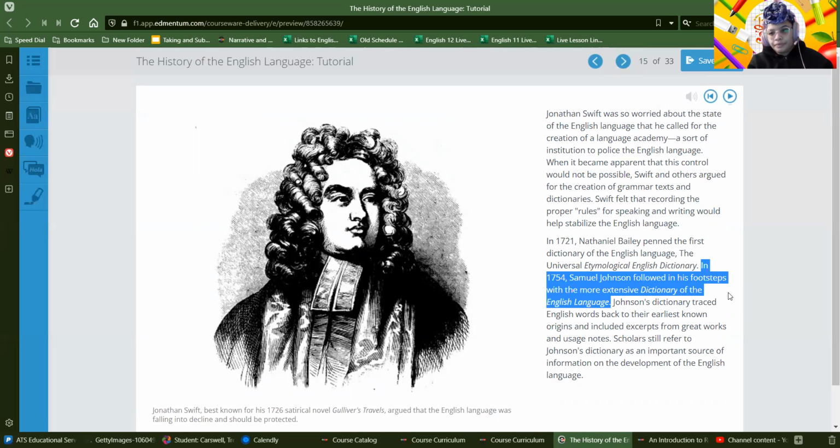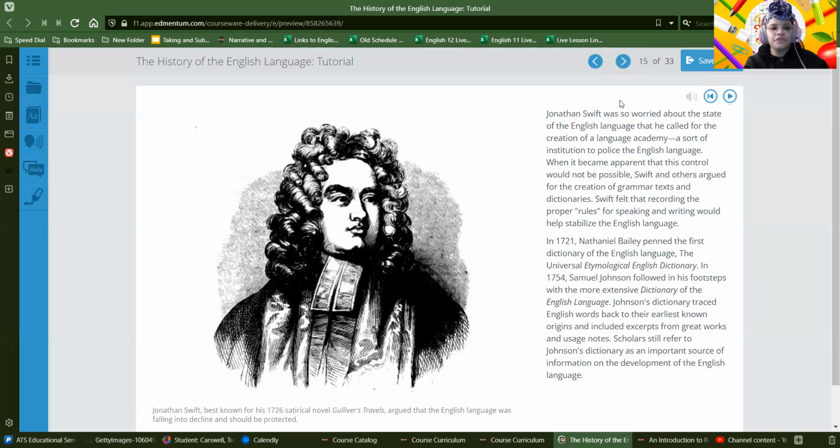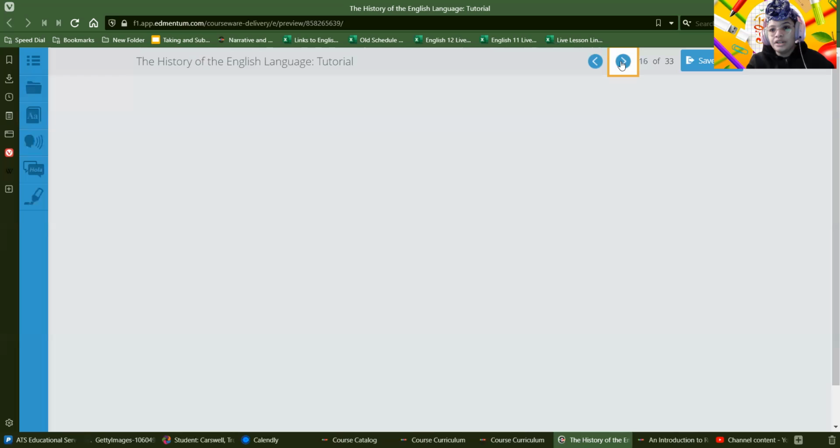Johnson didn't just record words, he also traced them back to the earliest known origins. So this was closer to the sort of dictionaries that we use today. Let's see. And then it says it included excerpts from great works and usage notes. So just rules on how people use things. Hey, this is the first time we saw this. This is a classic example of using this word. So again, the examples that we have in dictionaries now.